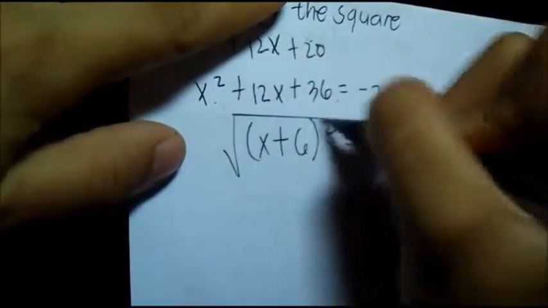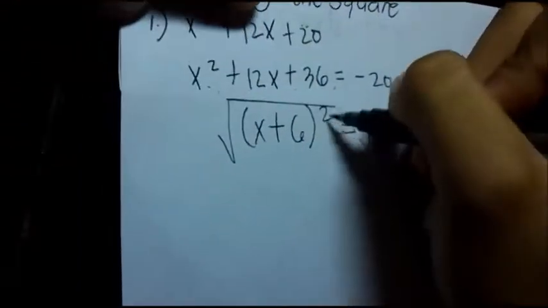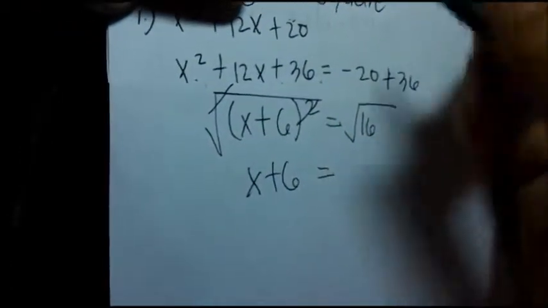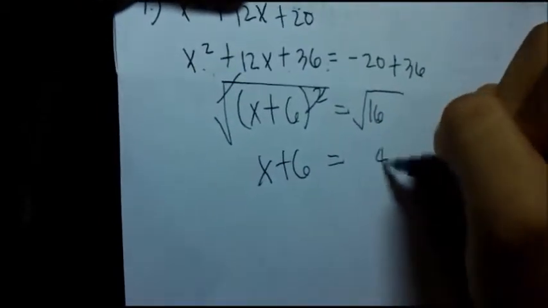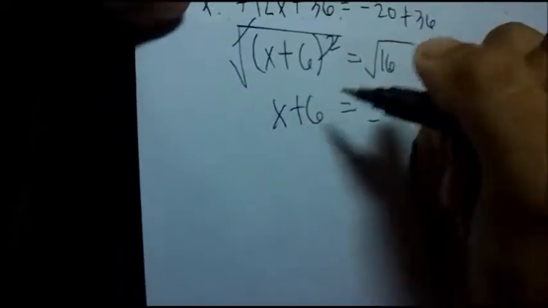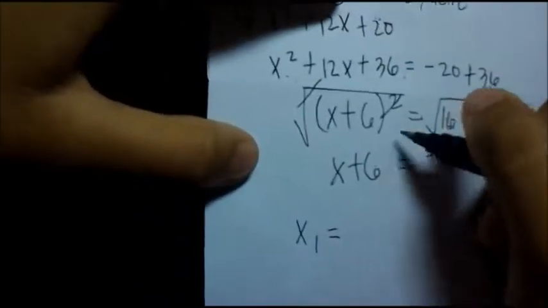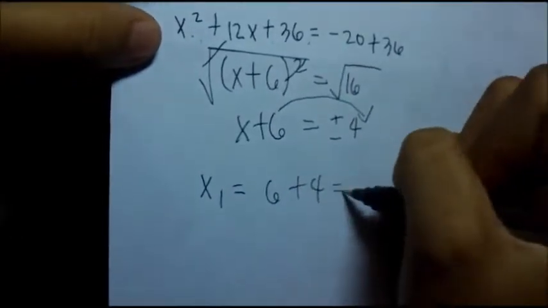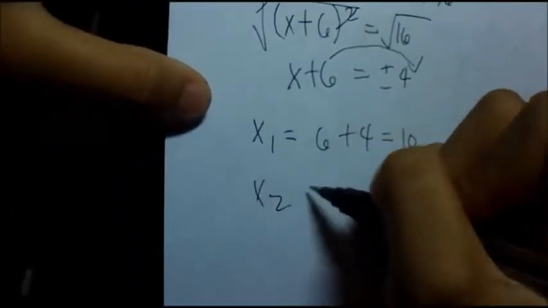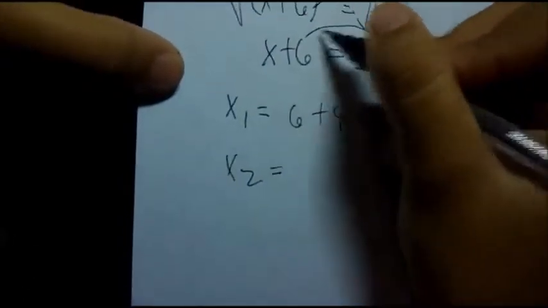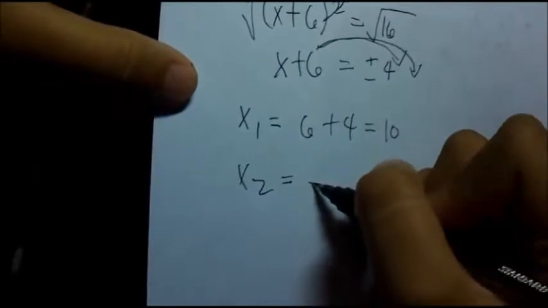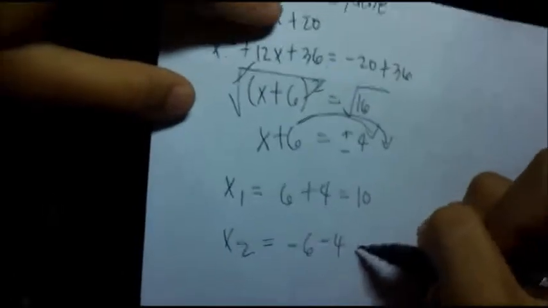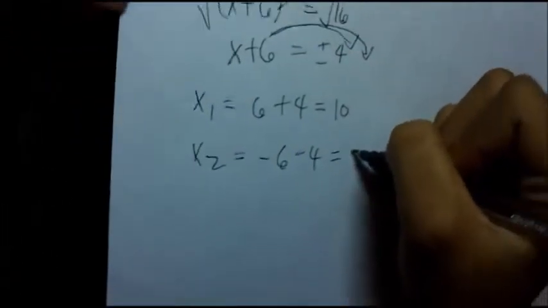So take the square root to cancel the square: x plus 6 is equal to the square root of 16, which is plus or minus 4. So our x sub 1 is 6 plus 4 is equal to 10. Then our x sub 2 is, transpose again, so negative 6 minus 4, so negative 10.